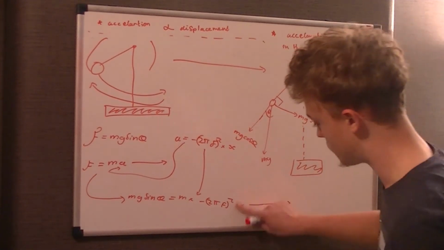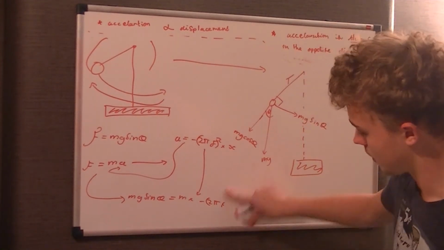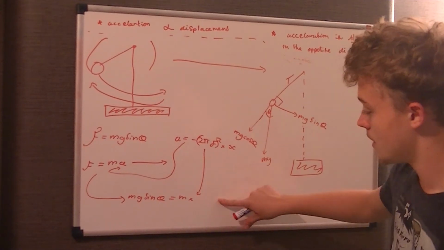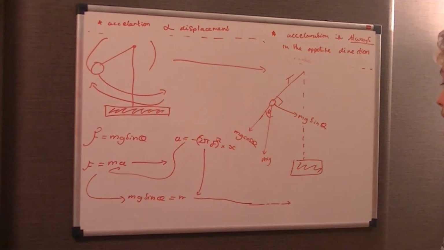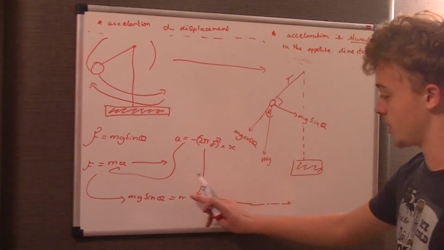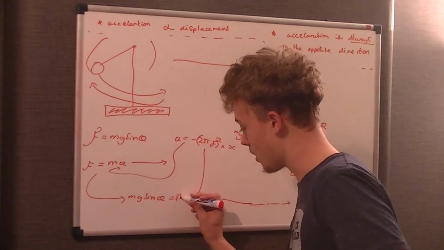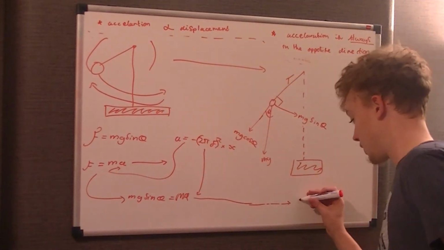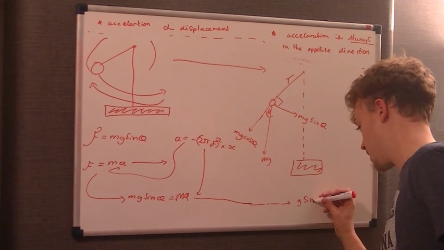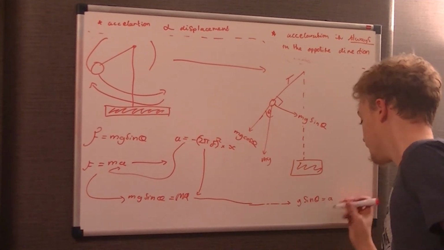Oh, actually, you don't need to put that. Sorry, you don't need to put the acceleration thing in there. You can do, but you don't have to. Sorry, it's not going very good, this video. So mg sin theta equals ma. If you divide both sides by m, you cancel the m's out. So g sin theta equals a.